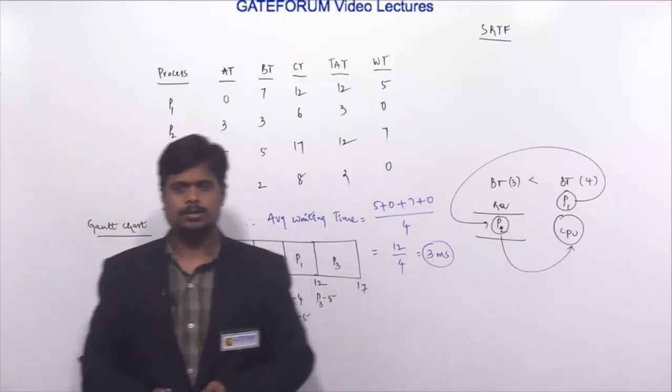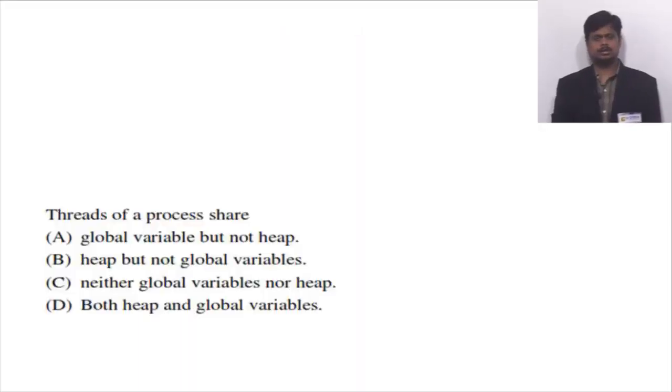Okay. Thank you. This question is from the GATE 2017 set 1 paper. This question belongs to operating systems, and coming to the question statement: threads of a process share, option A, global variables but not heap; option B, heap but not global variables; option C, neither global variables nor heap; and option D, both heap and global variables.